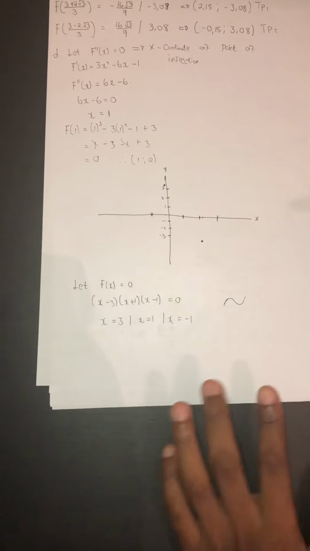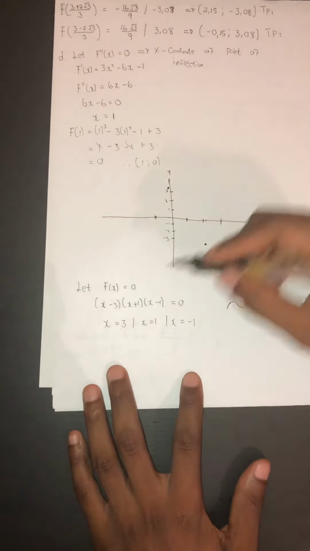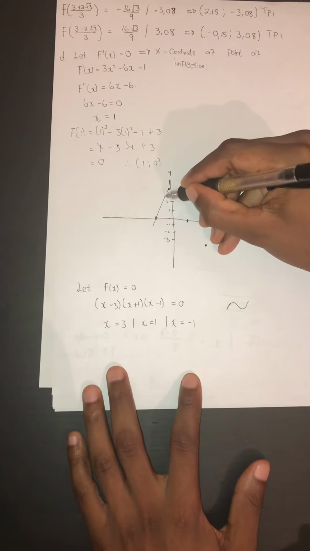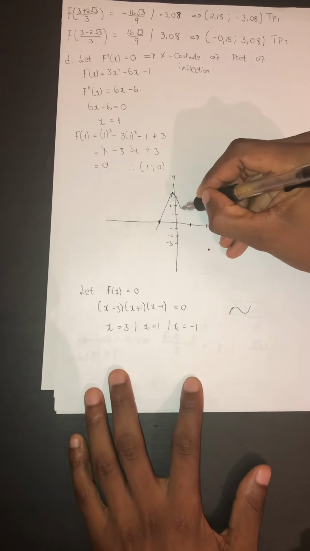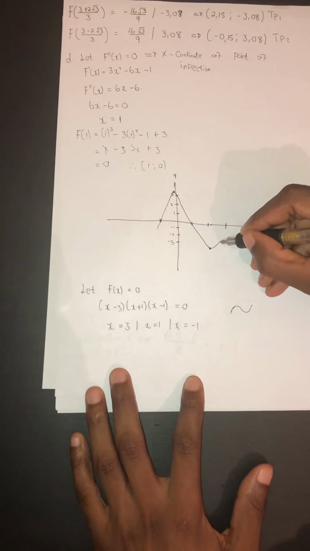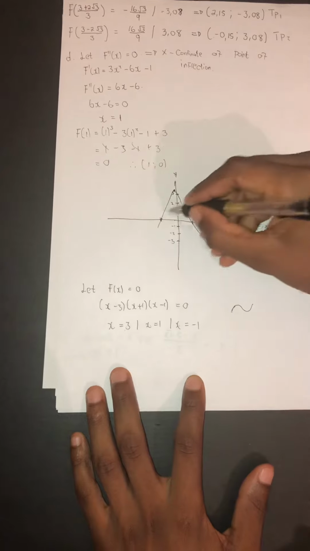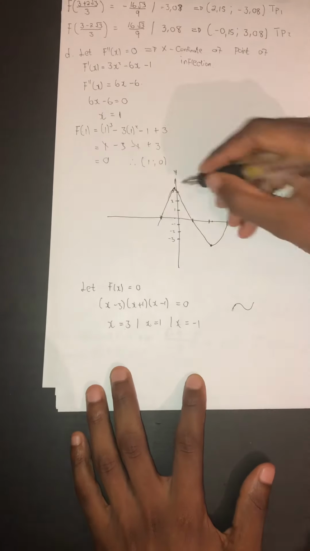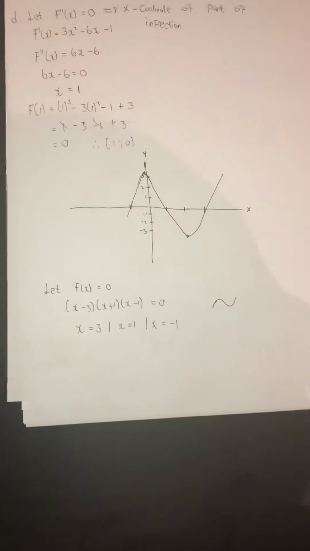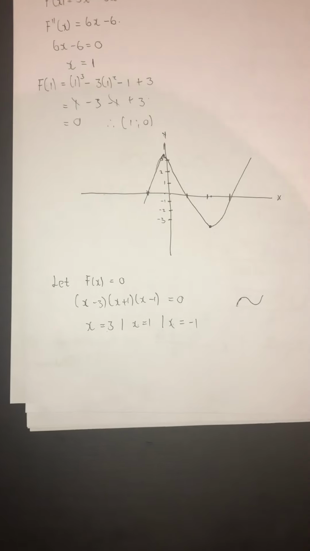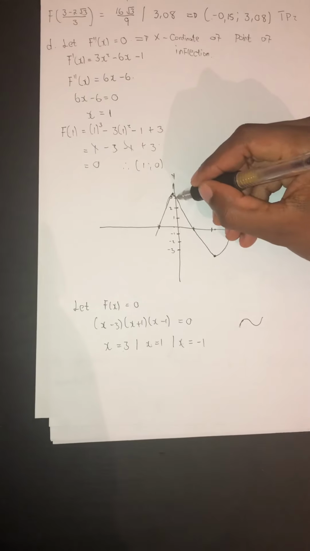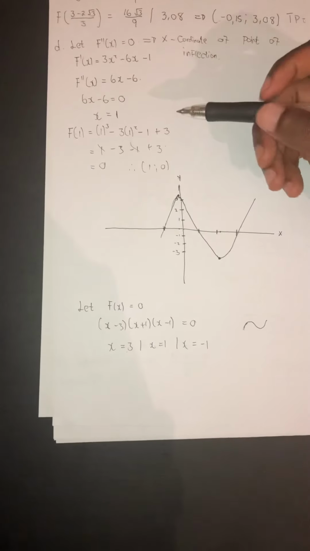I know the shape, so I can just join the dots. So this will look something like this. So that will be my graph. Remember, I'm not drawing to scale. Make sure that it curves. And then my y-intercept here. My y-intercept is always the last value that doesn't have x in it, which is 3 here, which is 3 there.